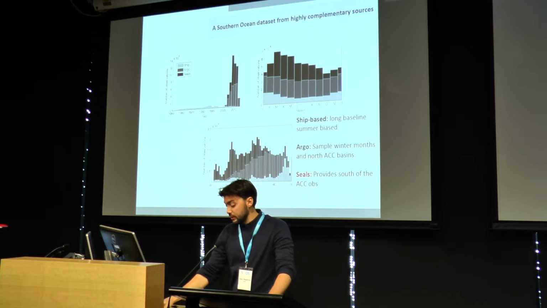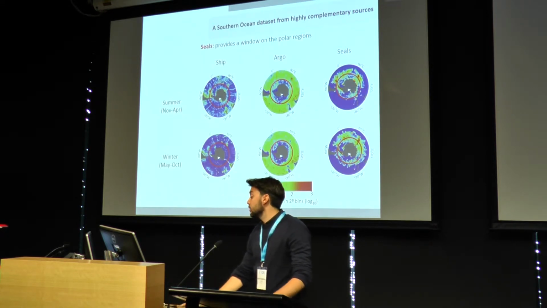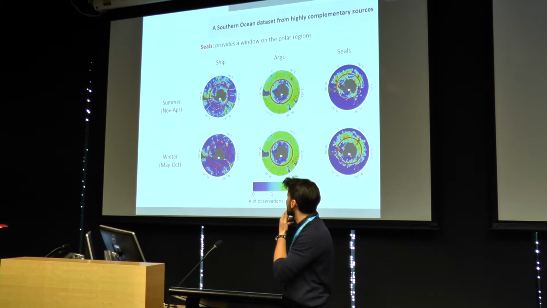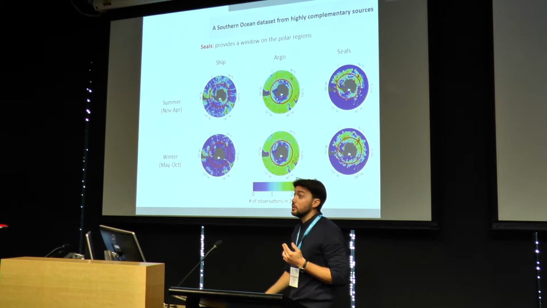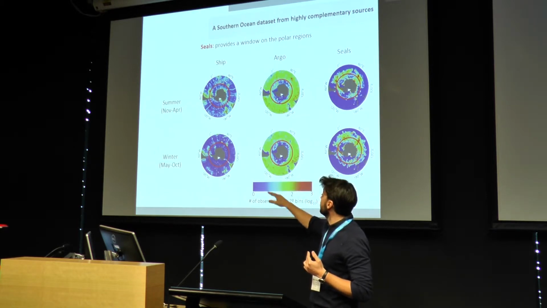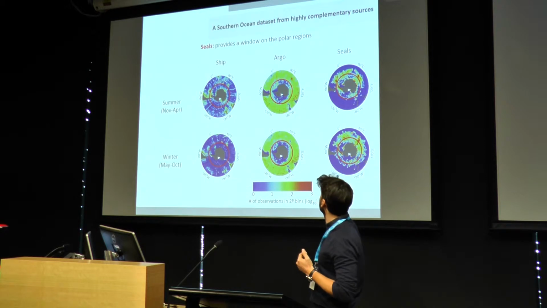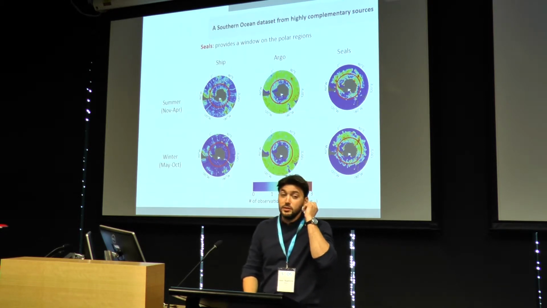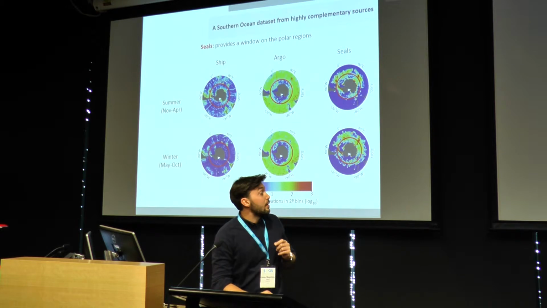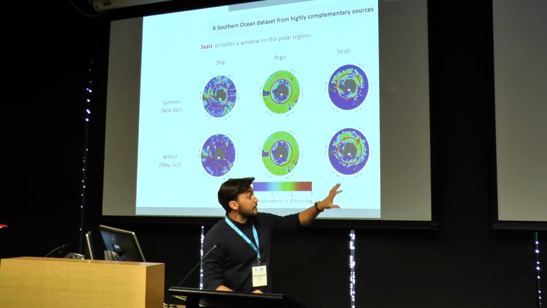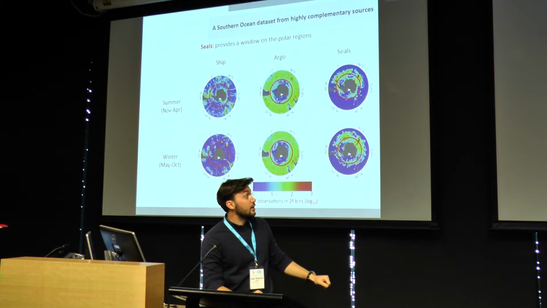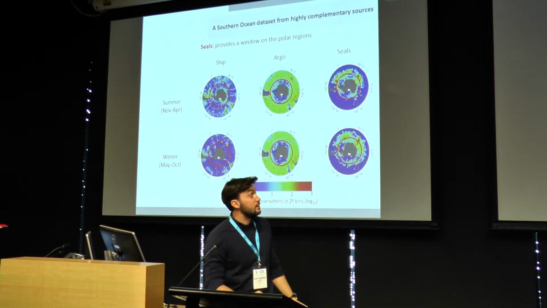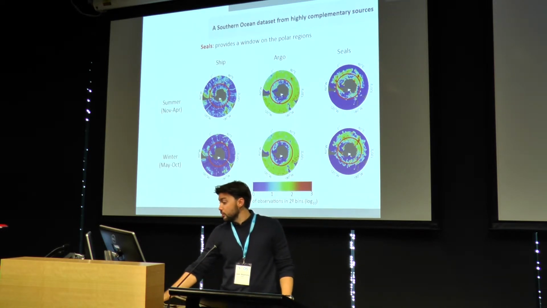Another way to look at this complementarity is to look at maps of the number of observations. Here we've got in color the number of observations per 2-degree bin. In the upper panels we've got summer and in the bottom panels winter, and we've got ship, Argo, and SEALS. Basically it's the same story as I just said. You've got the ships mostly around the coast and along the coastline, the Argo that fills the middle of the gyres, and the SEALS concentrated south of the ACC. So we've got a good complementary system of observation.